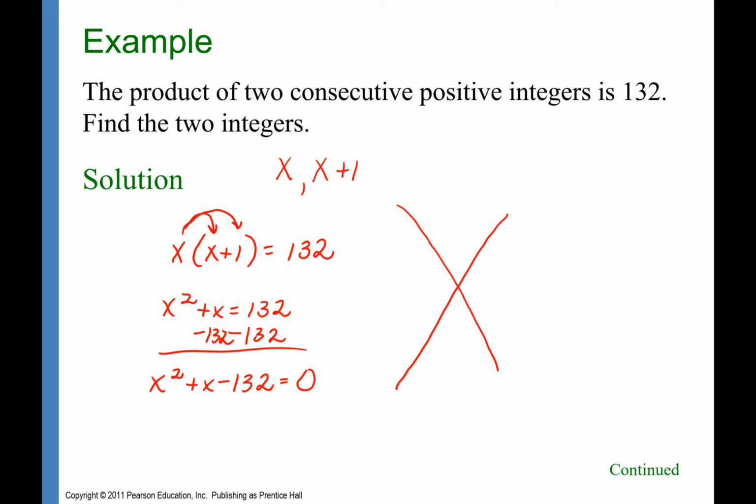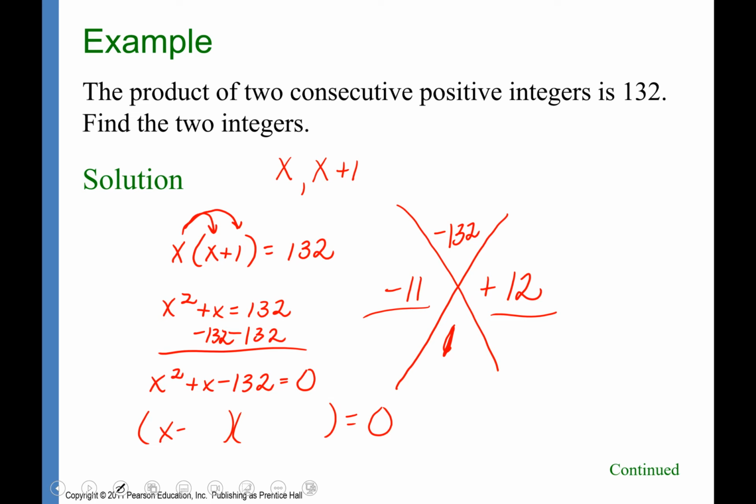And now we can factor. Multiplies to be negative 132, adds to be 1. One has to be negative and one positive because they multiply to be a negative. And you should get positive 12 and negative 11. Those multiply to be negative 132 and add to be positive 1. Again, a is 1, so we can factor that right with these. So x minus 11, x plus 12.